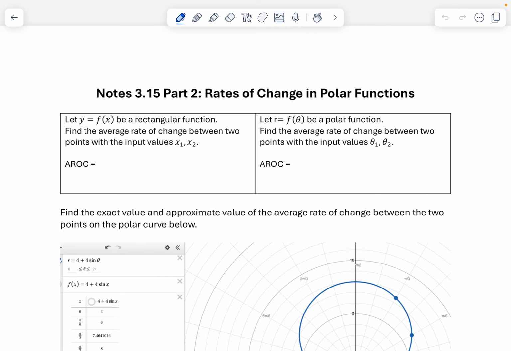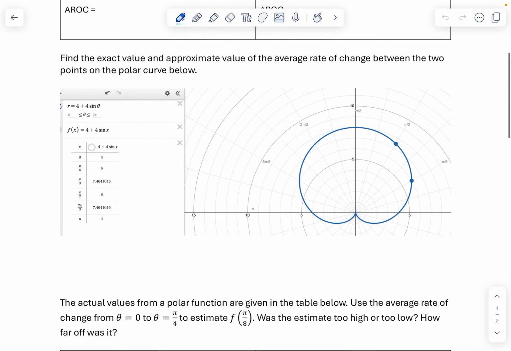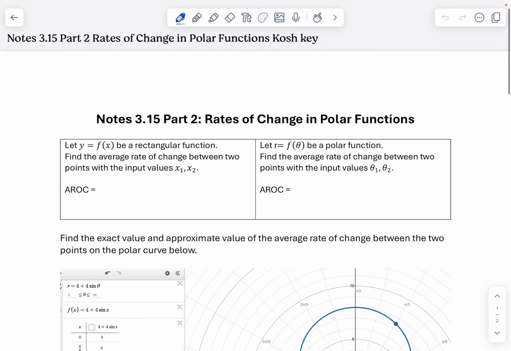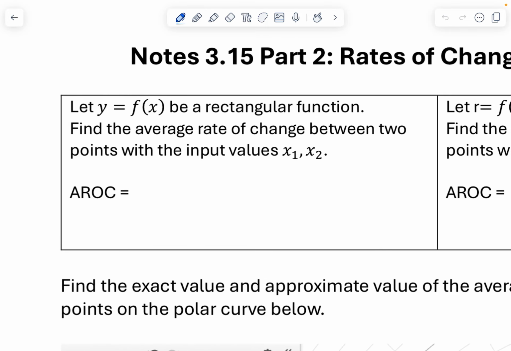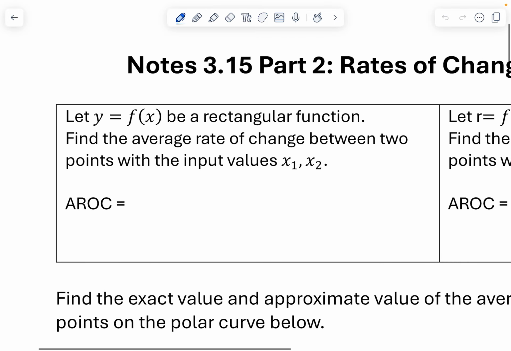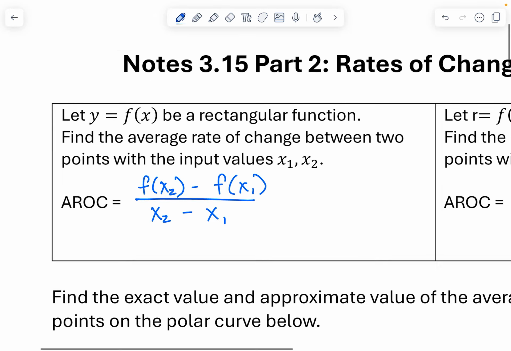So we're going to jump into the average rate of change when it comes to the polar world. So hopefully this makes sense and we can jump right in. If you remember, in a rectangular function, if I'm finding the average rate of change between 2 points that have input values x1 and x2, then the average rate of change is the change in y over the change in x. So what would the y values be? Well, it would be f of one of them minus f of the other one divided by the input values subtracted from each other. So that's the average rate of change.